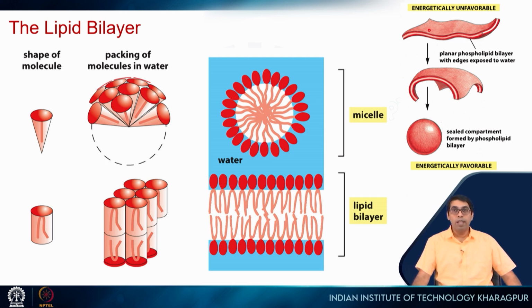Now, if you have a bilayer, this is energetically quite stable. However, there is a problem that the edges will be exposed to water. One way you can eliminate that is if you fold it into a complete spherical structure, then there are no edges and this becomes energetically favorable. So, that is your cell. Whatever is inside will be the inside of the cell and outside will be the outside of the cell. So, intracellular and extracellular parts are separated by this lipid bilayer.